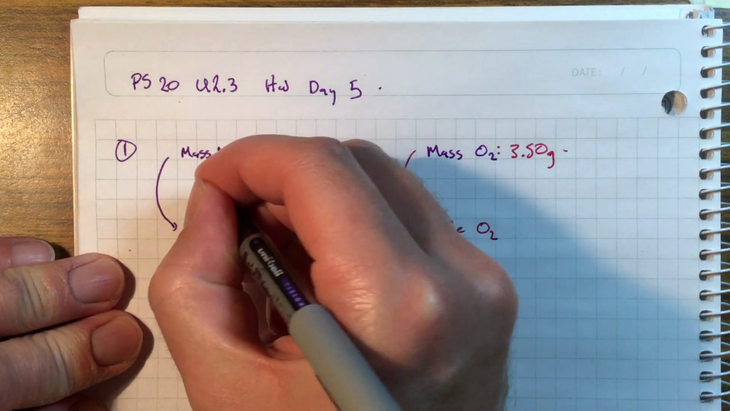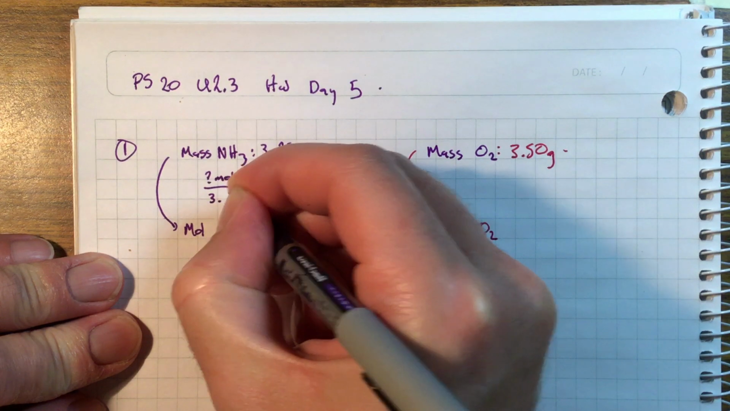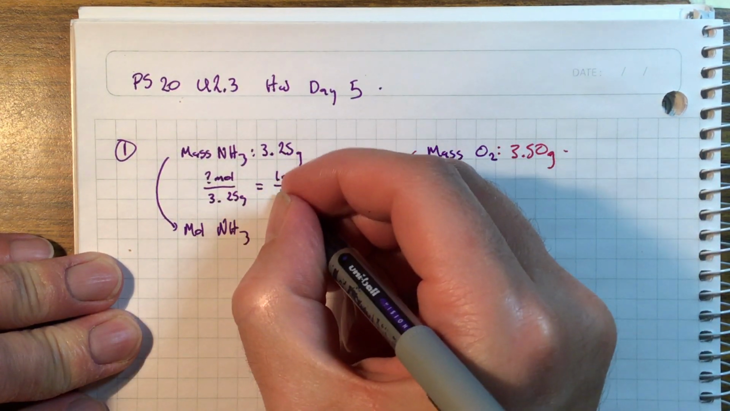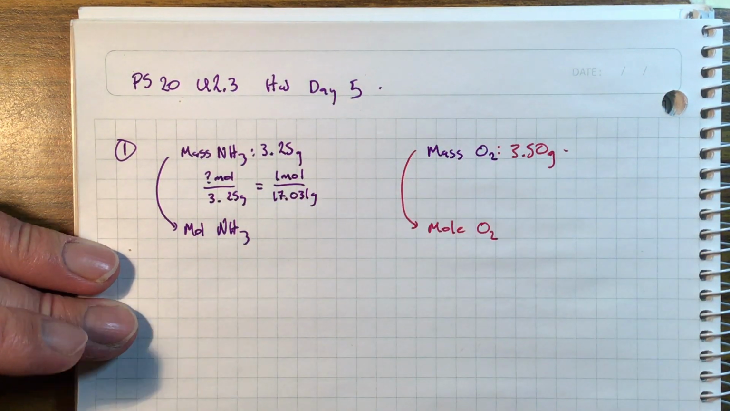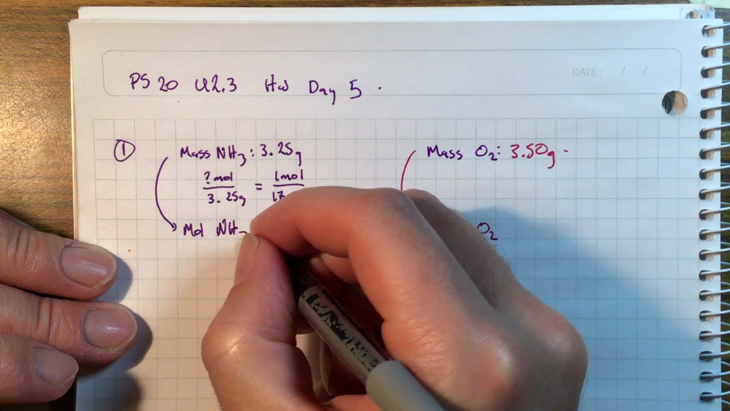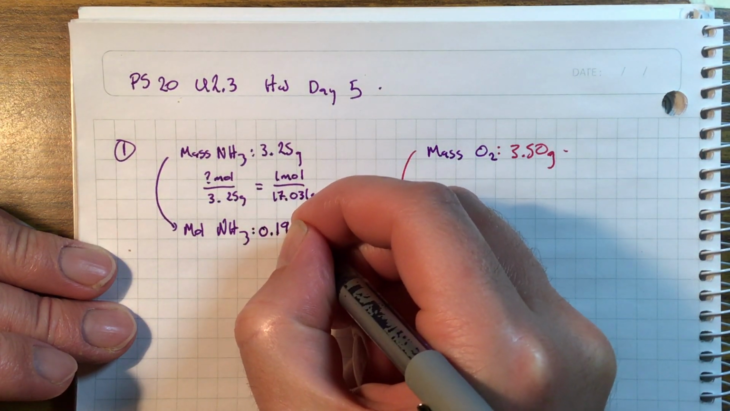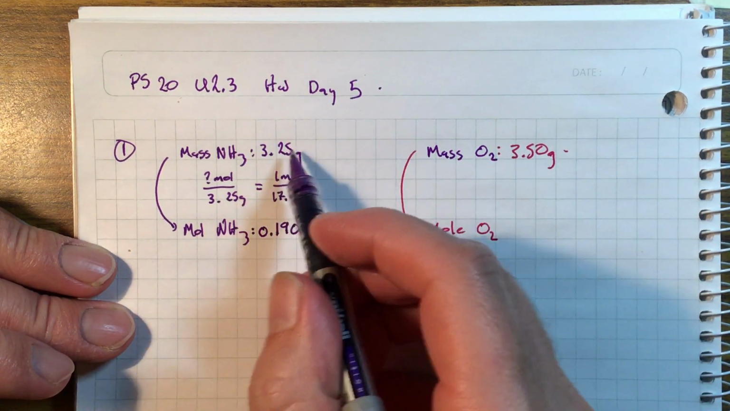So how many moles of NH3 are there in 3.25 grams? If 1 mole contains 17.031 grams, then 3.25 divided by 17.031 gives us moles of 0.19083. That's 5 sig figs, but our answer should only have 3.